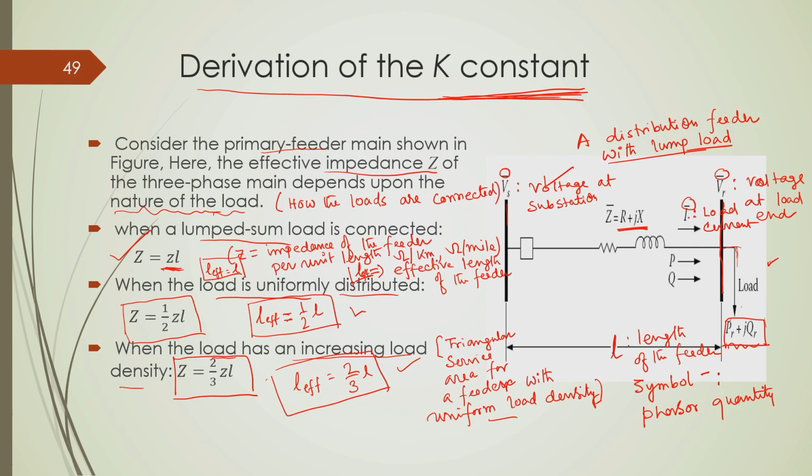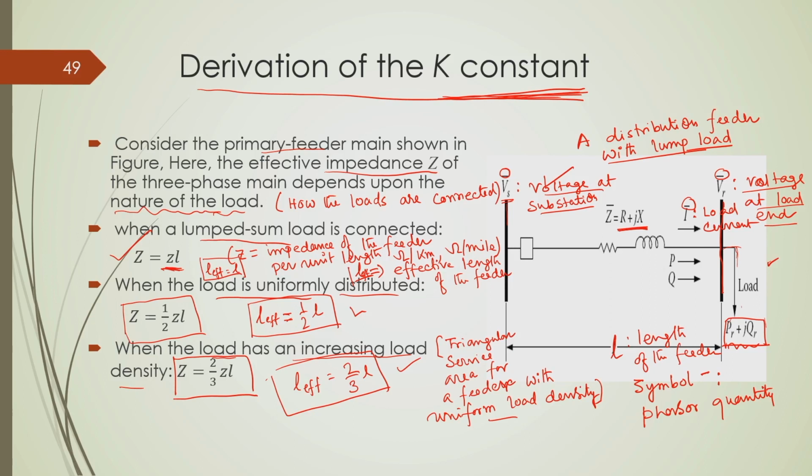And due to that, this current I, that is the load current, remains constant throughout this line, and V s is representing the voltage at the substation or the source side voltage, and V r is representing the voltage at the load end, or receiving end voltage, or you can call it the load end voltage.